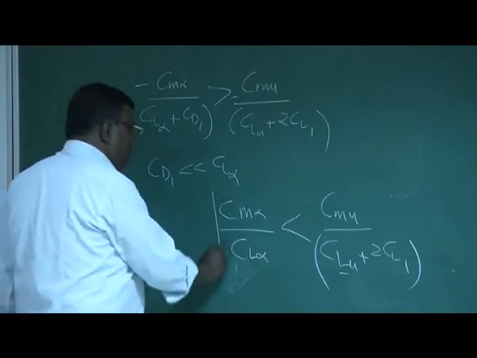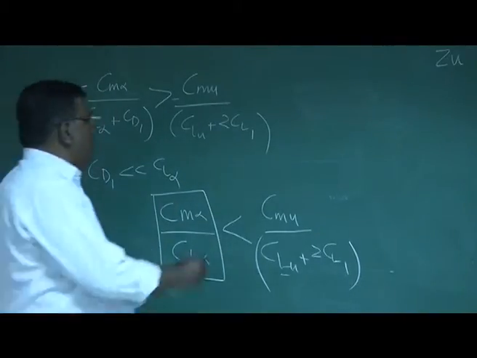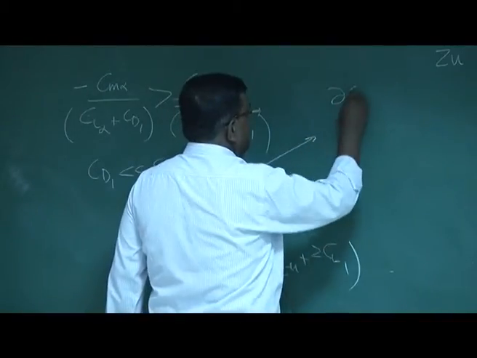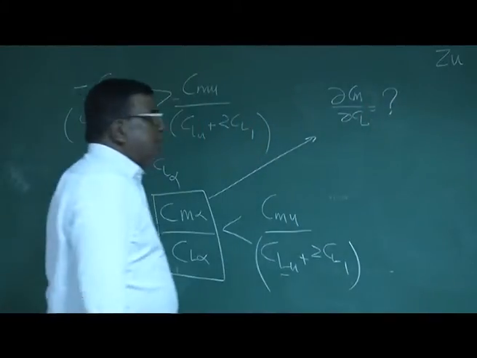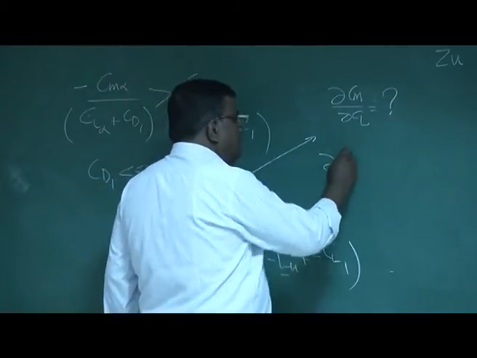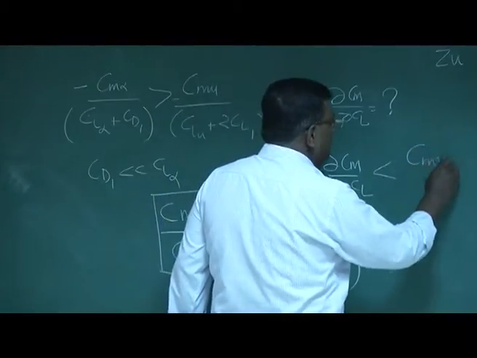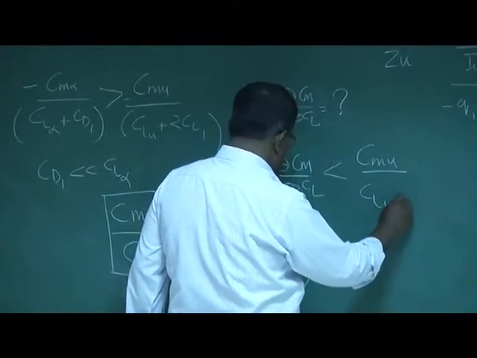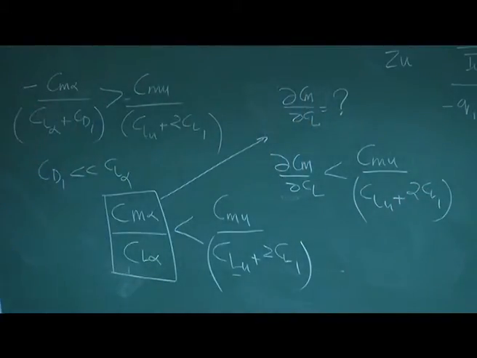What is the meaning of Cm alpha by CL alpha? Let us understand. What is this ratio Cm alpha by CL alpha? This is nothing but dCm by dCL, right? And this is minus the static margin. So what you are getting from here is that dCm by dCL should be less than Cmu by CLu plus 2 CL1. For dynamic stability, the condition is that dCm by dCL should be less than Cmu by CLu plus 2 CL1.